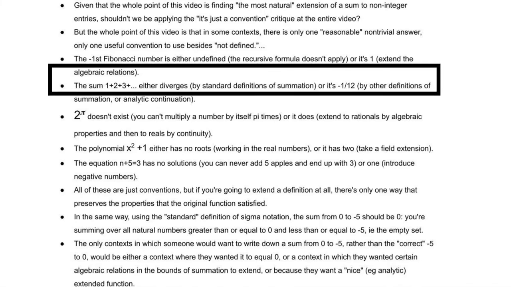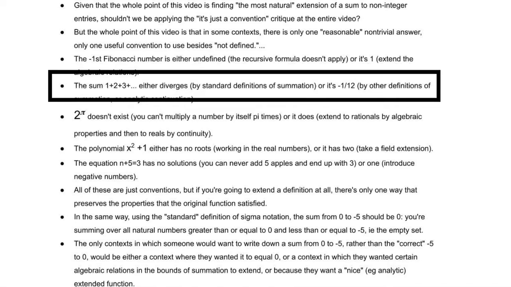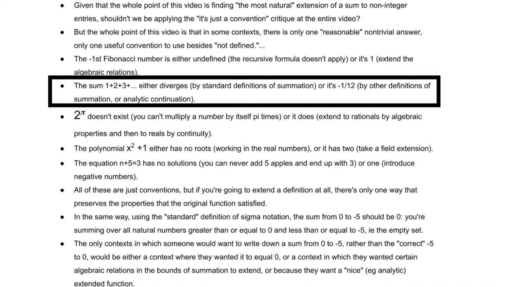The sum 1 plus 2 plus 3 plus ... either diverges, by standard definitions of summation, or it's -1/12, by other definitions of summation, or analytic continuation. Now this is an example in which I would argue this is solely about mathematical notation, and -1/12 being the answer is indeed more about notational convention, semantics, than mathematical concepts. Unsurprisingly, this is the one example that is controversial, where it really does not make sense there is a well-defined answer to the problem, because the notation 1 plus 2 plus 3 plus ... itself is ambiguous.